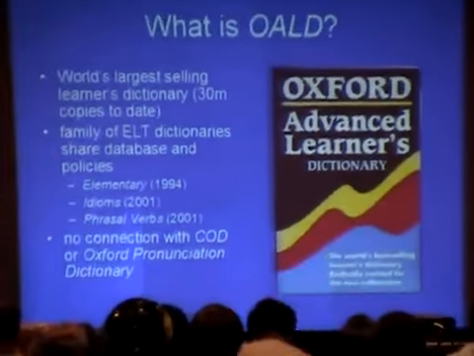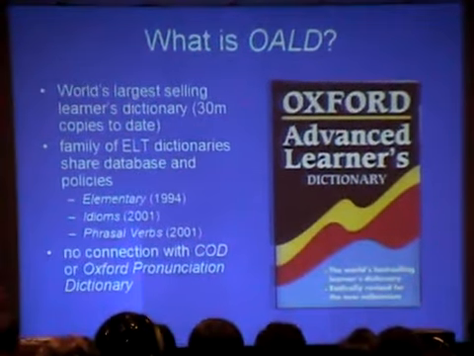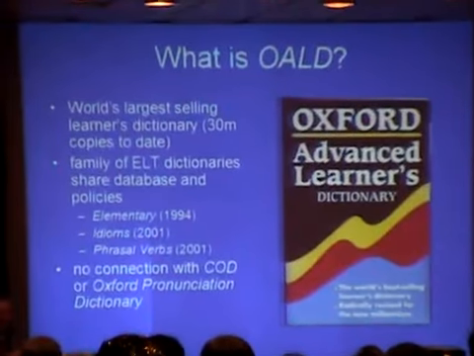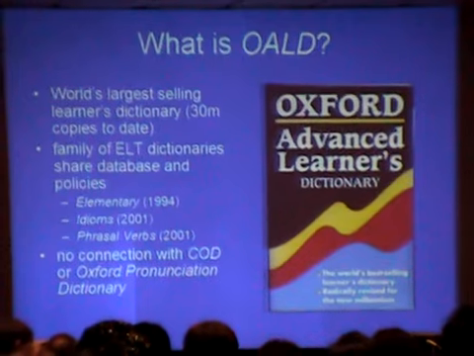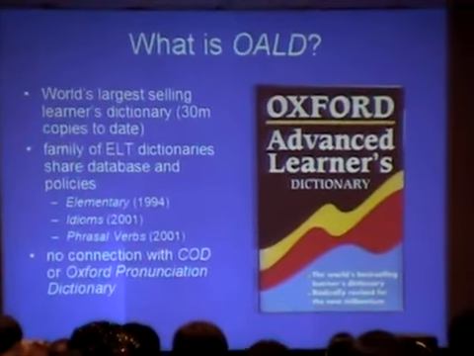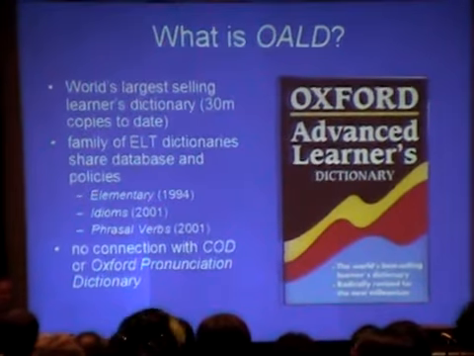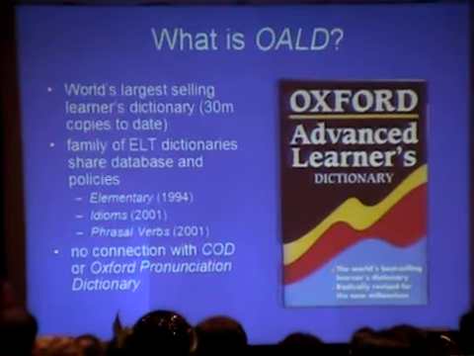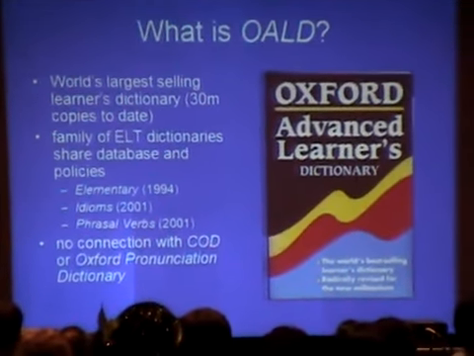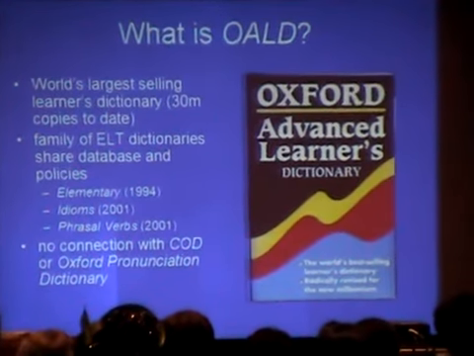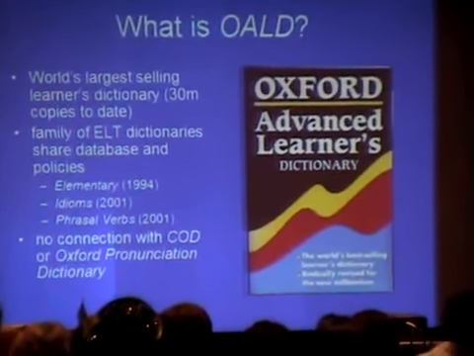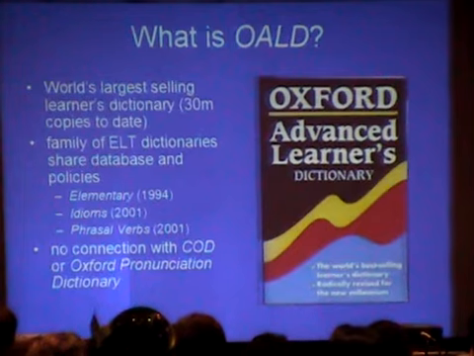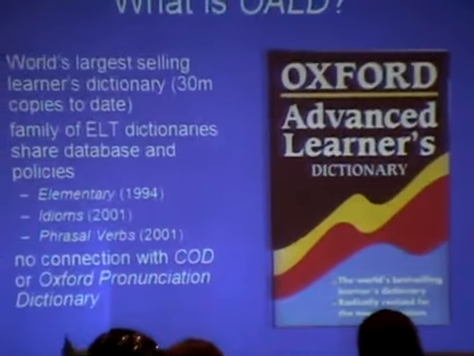Certainly the most recent edition alone has sold several millions of copies, and total sales to date are in excess of 30 million. It's the central member of a family of ELT dictionaries which now share a common database and a common pronunciation policy. Since the early 90s, it's been independent of either of the great pronouncing dictionaries, and my job has been to develop its pronunciation policies and apply these across the board. Among recent spin-offs, there is an idioms dictionary and a phrasal verbs dictionary, both in 2001, which break new ground by marking the accentual behavior of the entries for the first time.